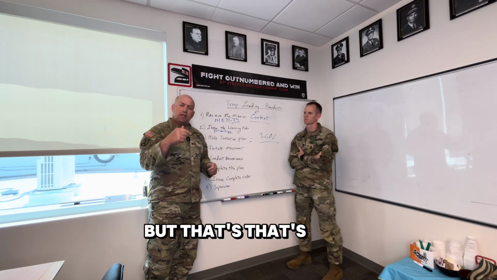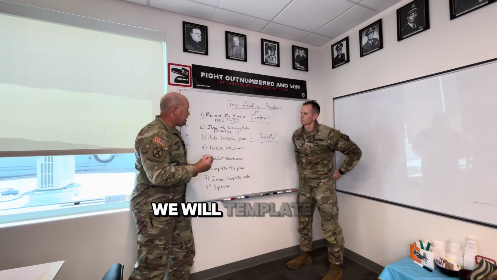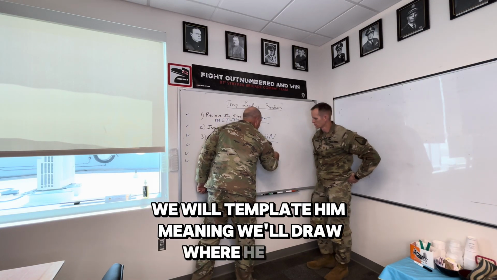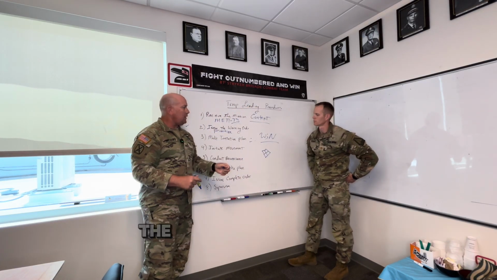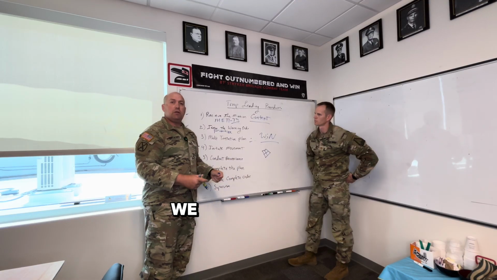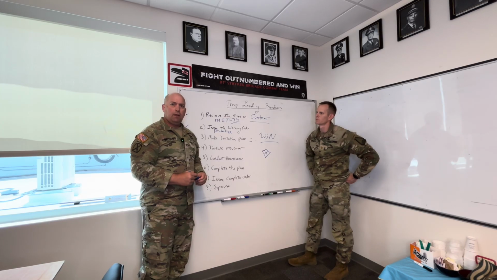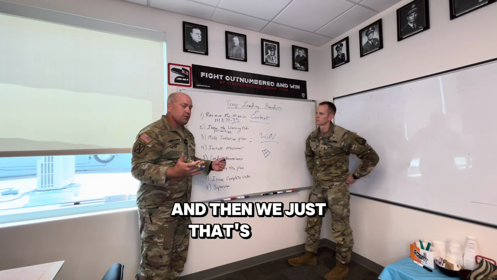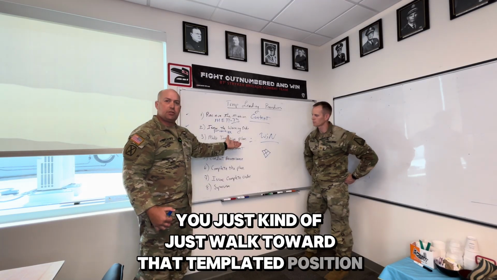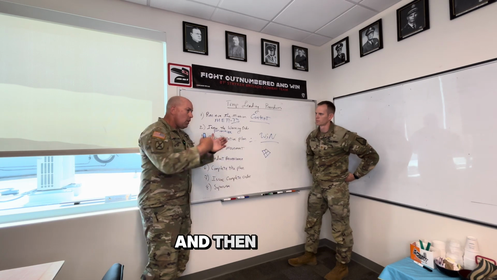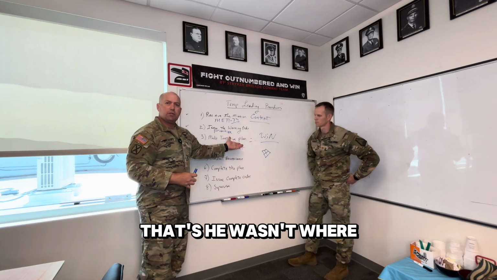But that's easy to understand. When you're going against an actual enemy, we will template him, meaning we'll draw where he is, and then it just becomes set in stone. You'll get a template: hey, the enemy's behind that hill. And then we just plan like that's where the enemy is always going to be. That's what I call leading with our chin. You just walk toward that templated position, thinking the enemy is going to be there, and then whack, you get shot from some unexpected direction. Well, he wasn't where he's supposed to be.